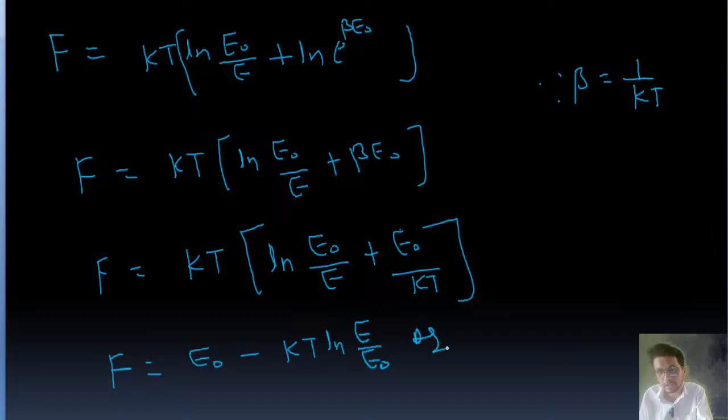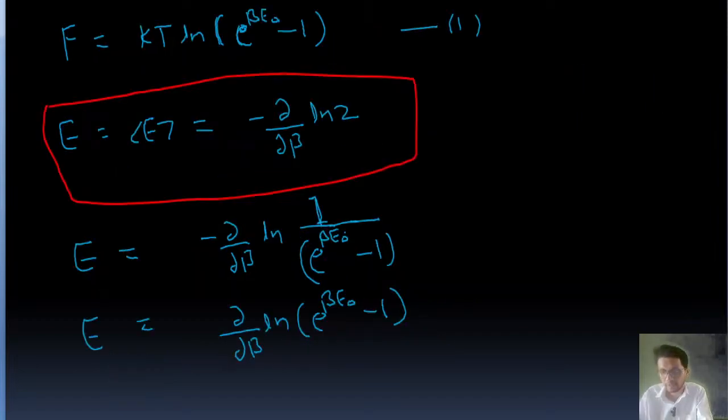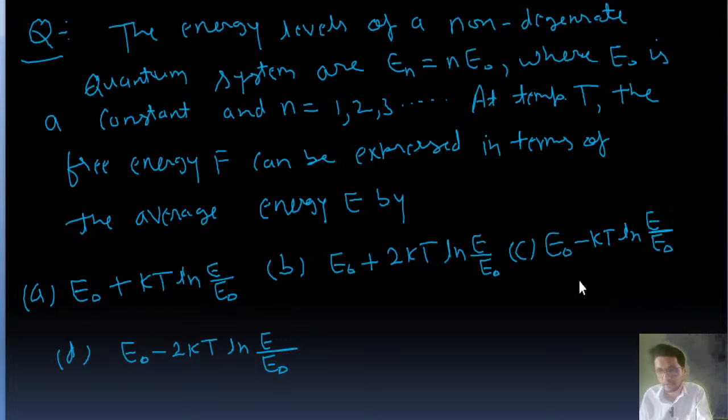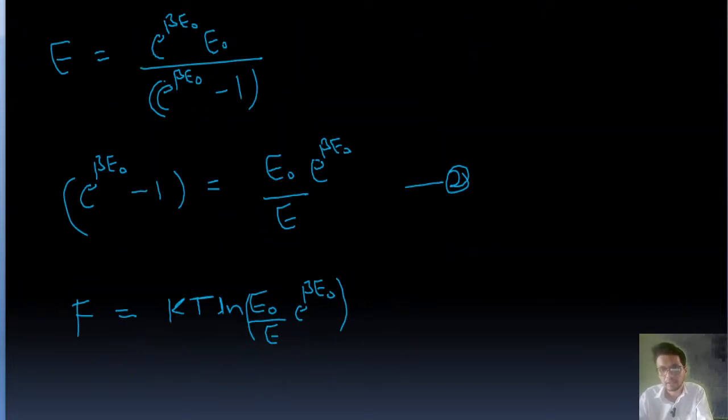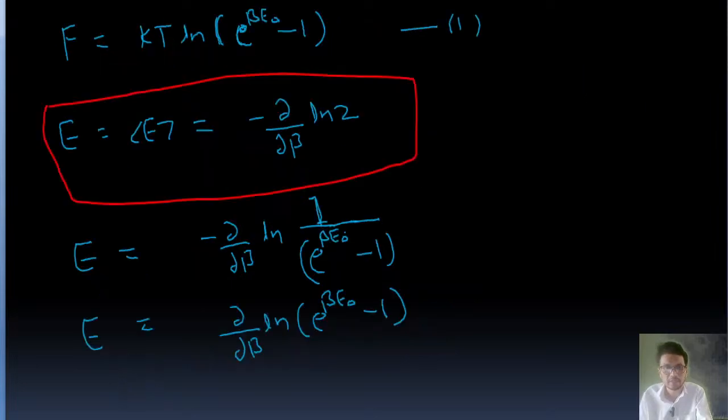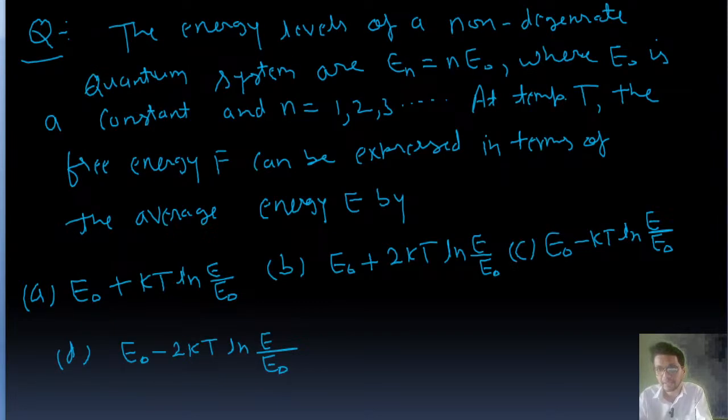So this is the answer, guys. Option C is matching, right? Option C is the correct option: E minus E naught minus KT ln E upon E naught. So this is the answer. I hope you have understood it. It's a good question, a 5 marks question from statistical mechanics.